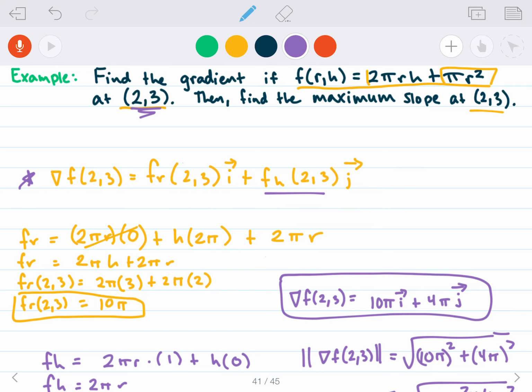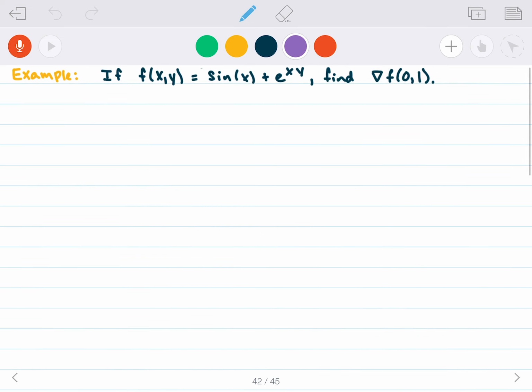Okay, so let's see. What do I want to do next? Okay, let's go ahead and do this problem. So we have a function of two variables, so a surface. We want to find the gradient at (0, 1), so the maximum, or the direction of the maximum slope, right?